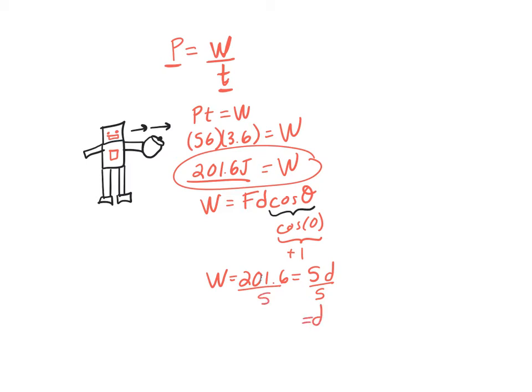And how far did this poor cookie jar go? Wow, it went 40.3 meters. So yeah, this cookie jar had some distance on it. It had some serious distance. So probably broke open, probably had a cookie.